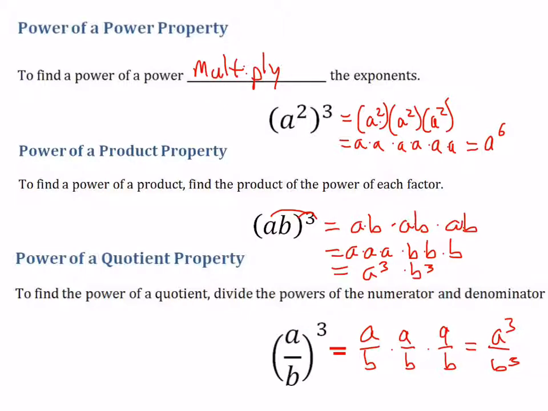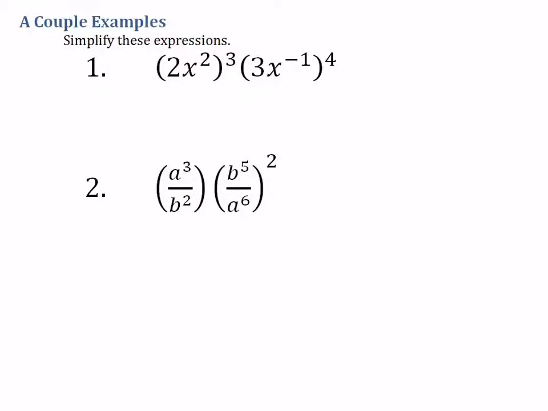All right, let's try a couple examples here. So now let's put it all together. Here we have some expressions, and we want to simplify them. So we're going to use our properties all along. And there's lots of ways to go here, several ways to go. Okay, here, let's start by applying this property that 3 applies to both of these. So we're going to have 2 to the 3rd, and we're going to have x squared to the 3rd.